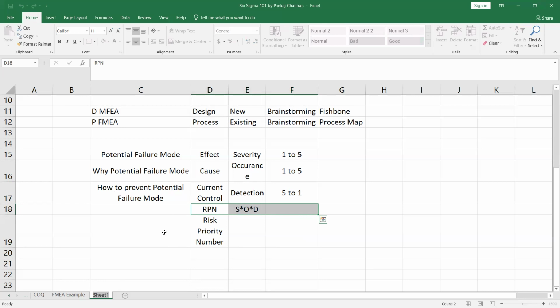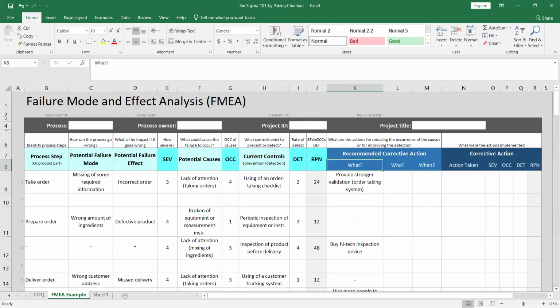So let's learn about this with the help of one exercise. I'm taking a very simple example. Suppose the process is your pizza order, where you are a customer ordering the pizza. The process owner will be, let's say, the pizza outlet owner. Project ID 123, any, and the project title is risk assessment for the pizza processing.